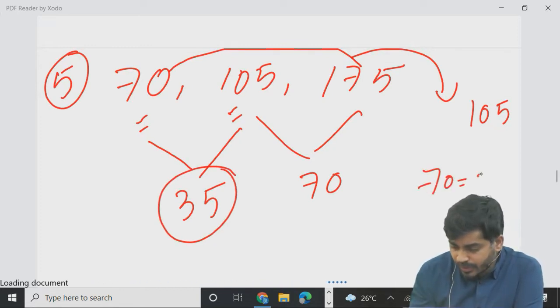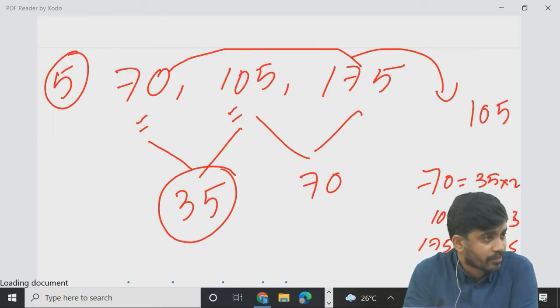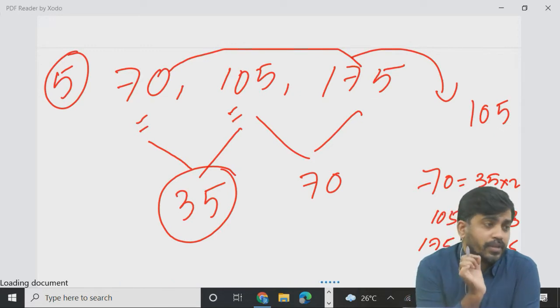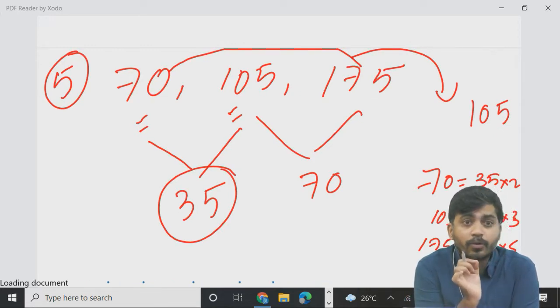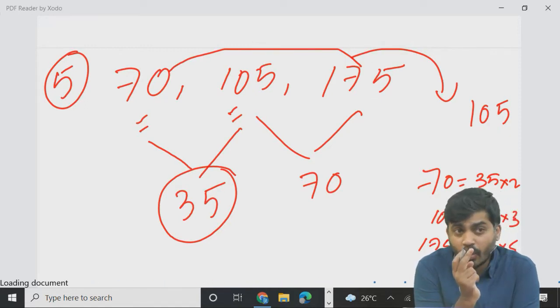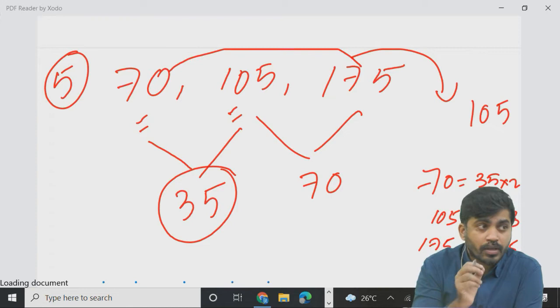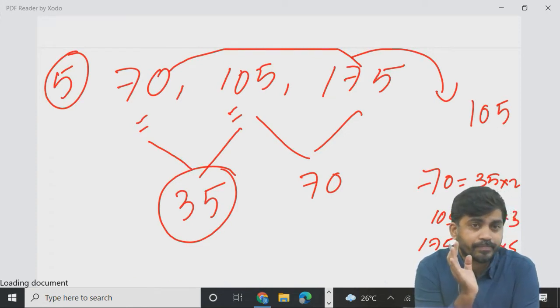The first number is 70, that is 35 twos. The second number is 105, this is 35 threes. 175 means 35 fives. So 35 is the common factor, the highest common factor for all the 3 numbers. So what is the observation point? When more than 2 numbers are given, the answer is always the smallest difference. Out of all the differences, the smallest difference will be our answer. Clear?